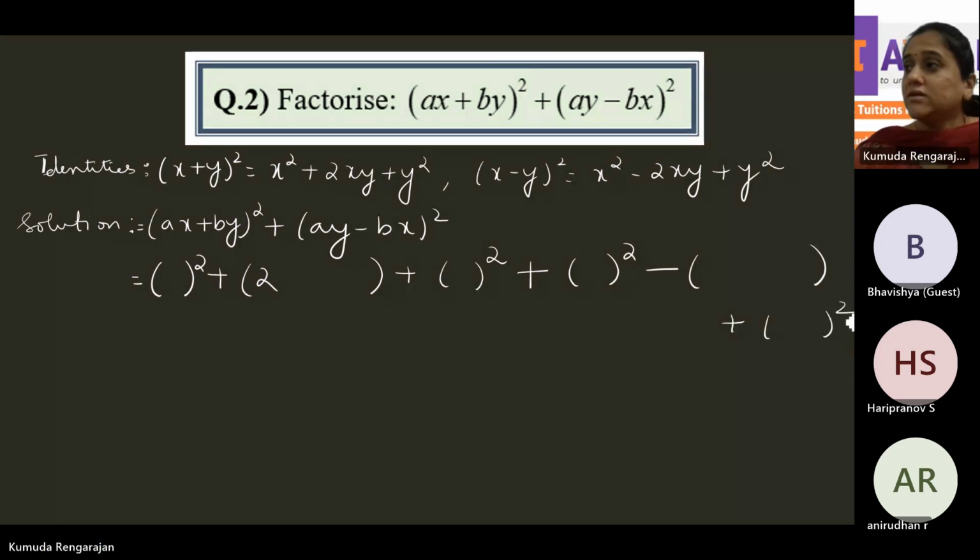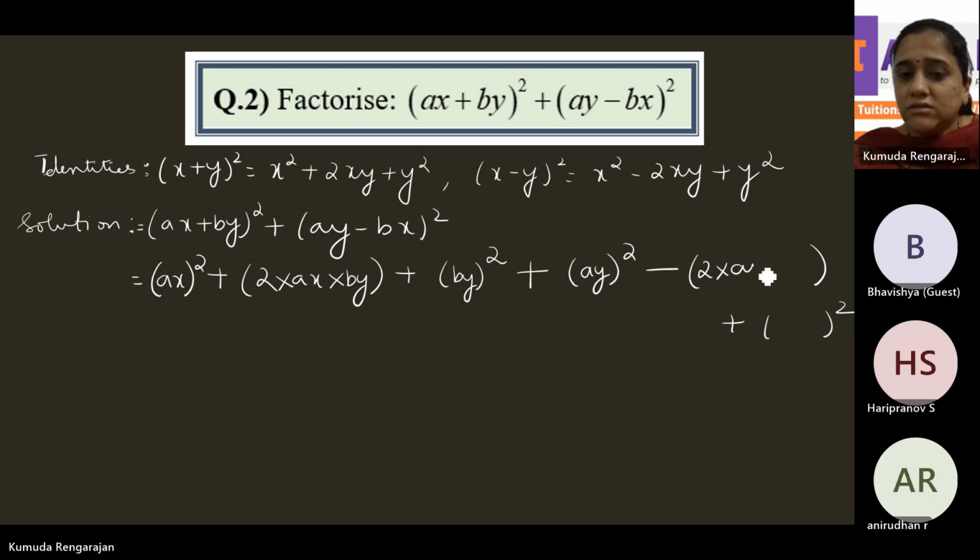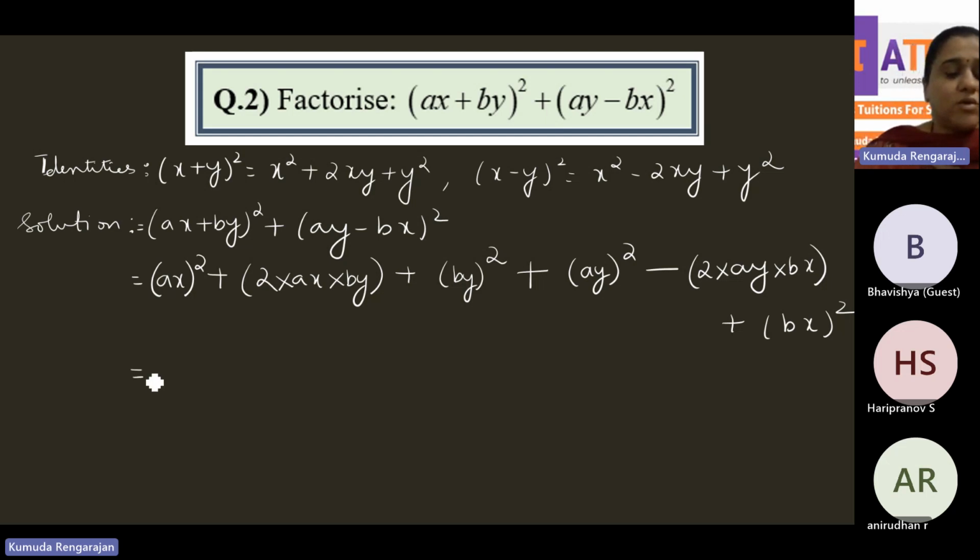Correct? So what should I write in the first bracket? ax. Second bracket, into ax into by. And the third bracket, by. Then the fourth bracket, ay. The fifth bracket, into bx. Very good. And the last bracket, bx. Next, what is ax the whole square?